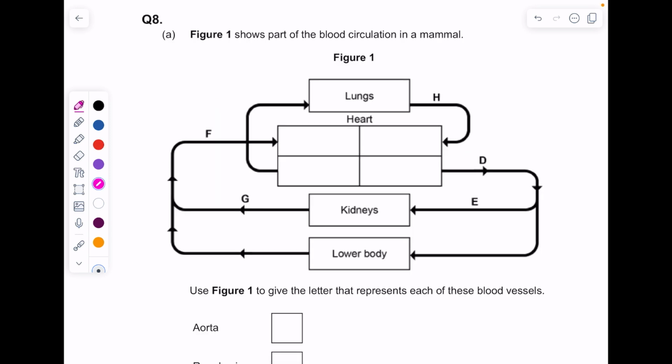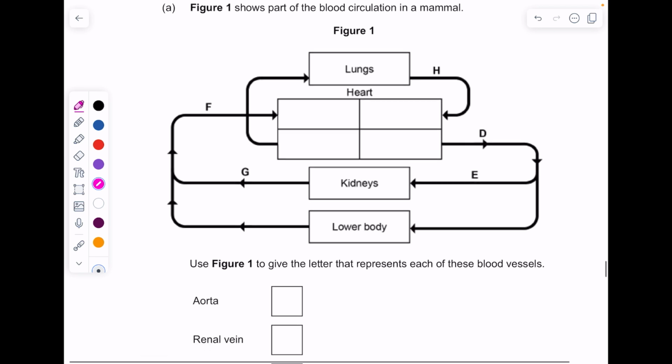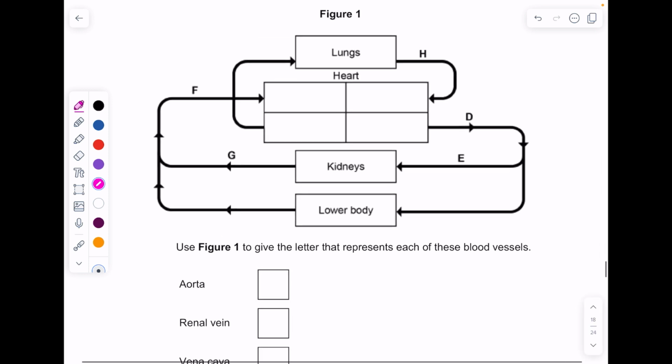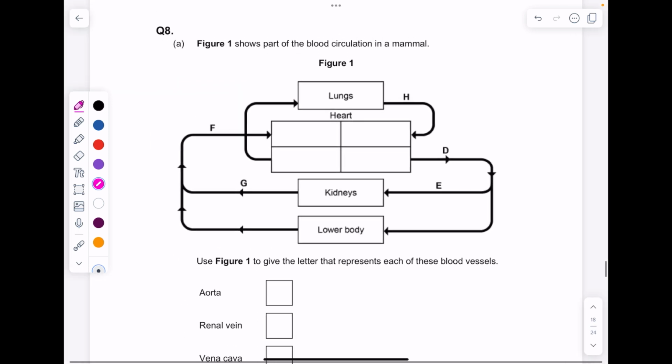Figure 1 shows part of the blood circulation in a mammal. Use figure 1 to give the letter that represents each of these blood vessels. I think the most straightforward thing to do here is to start by labelling the chambers of the heart. Remember, the left and right sides are reversed. So that's the left atrium, left ventricle, right atrium, right ventricle.